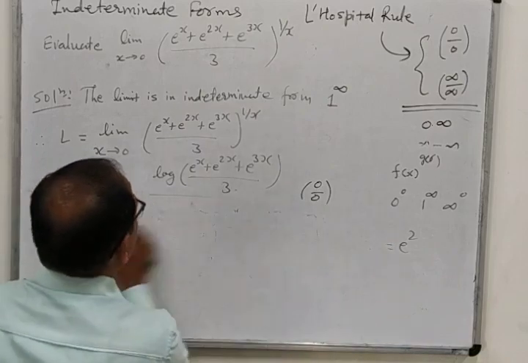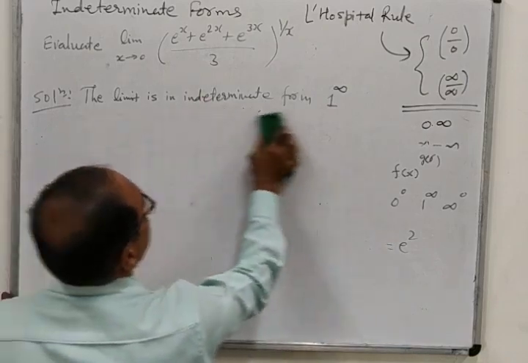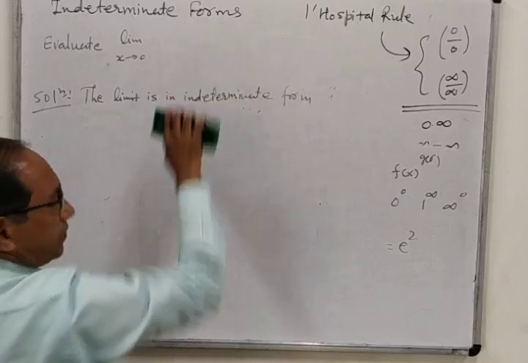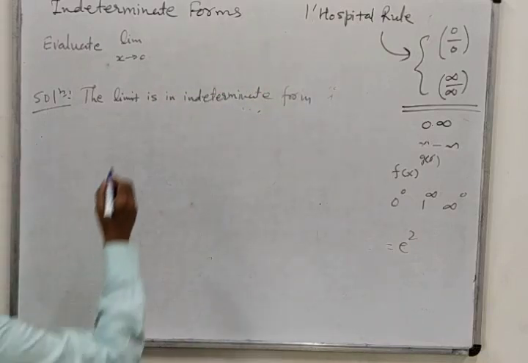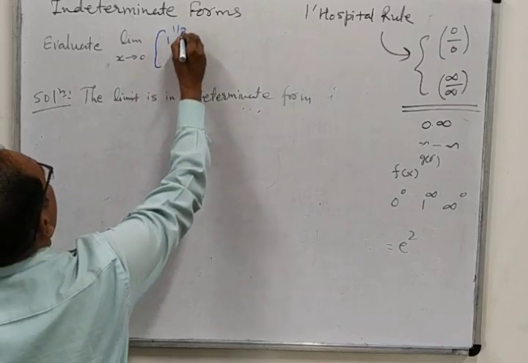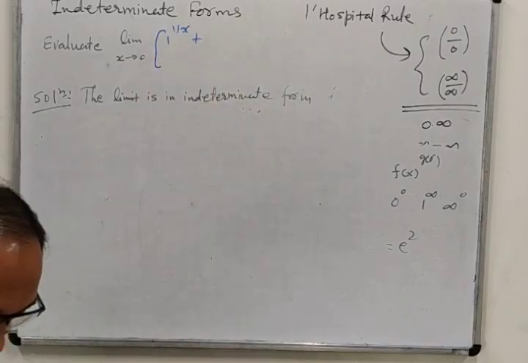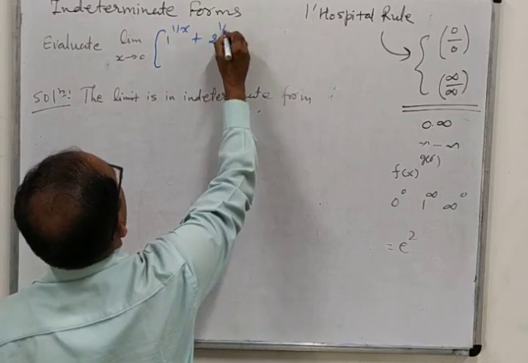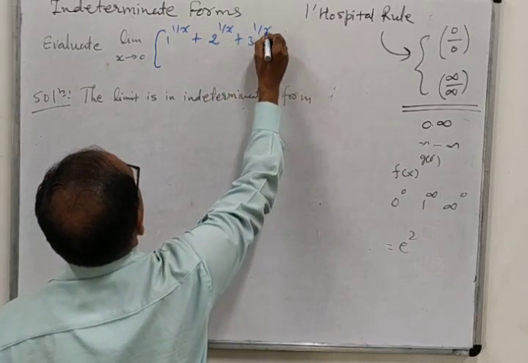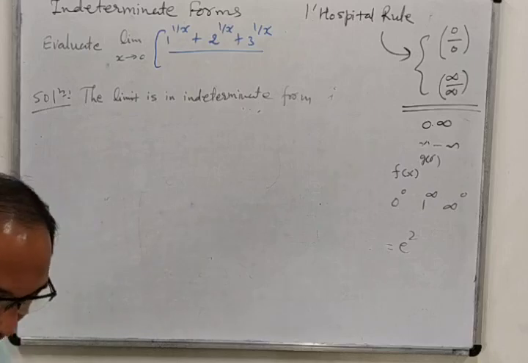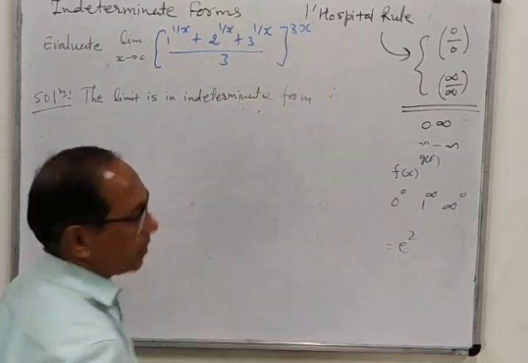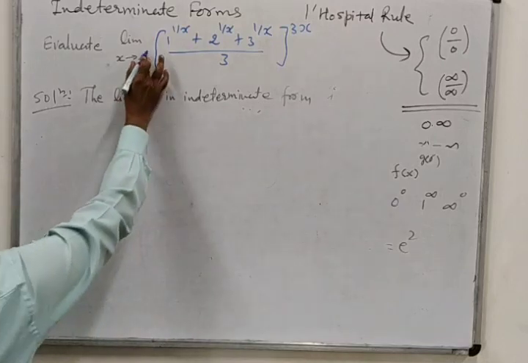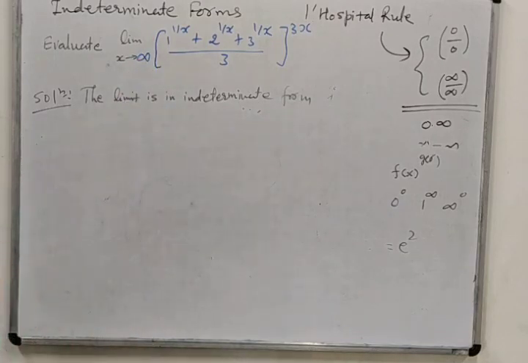Okay. Now let us see one more example. Evaluate the limit as x tends to 0 of (1 raised to 1 upon x plus 2 raised to 1 upon x plus 3 raised to 1 upon x) divided by 3, whole raised to 3x. And here, the limit is x tends to infinity. So we will check this indeterminate form.